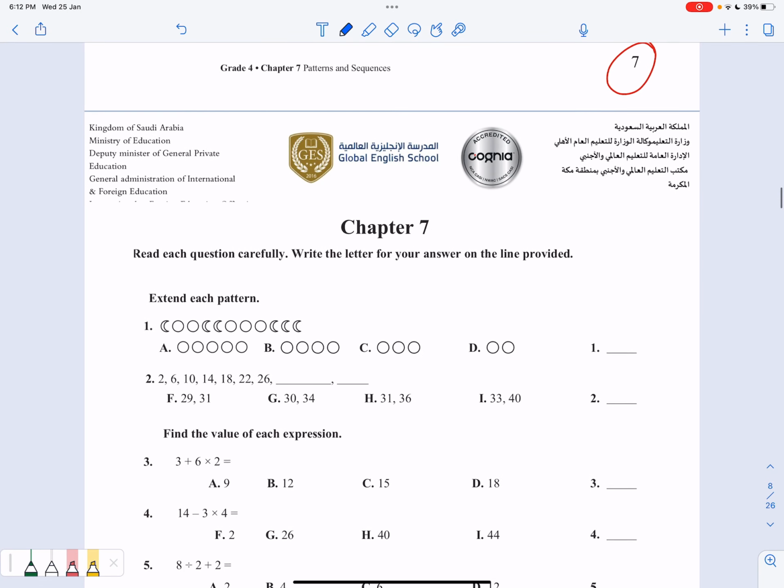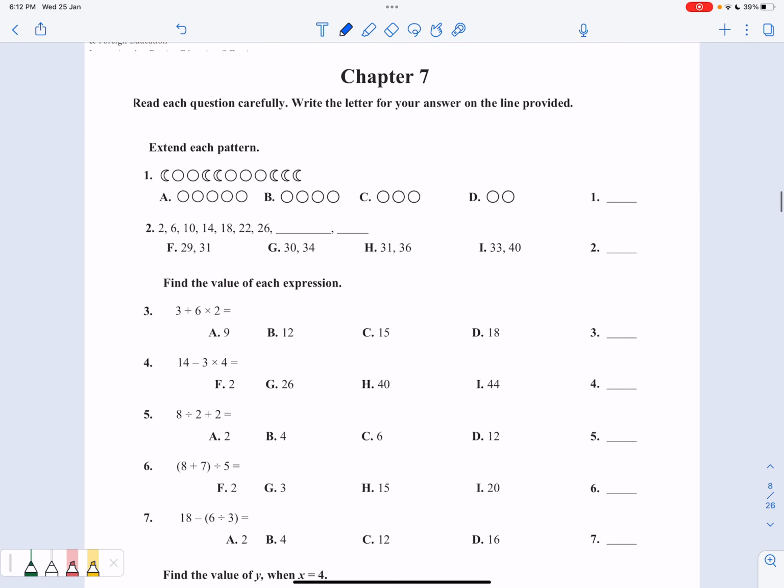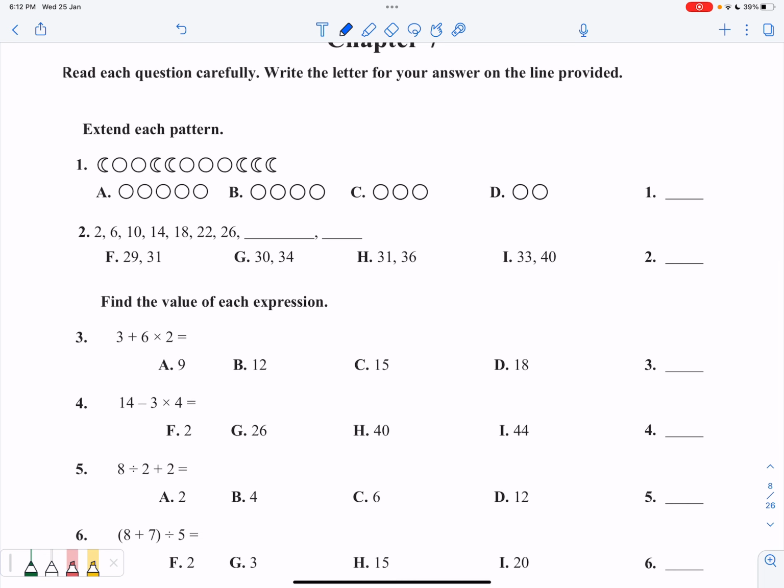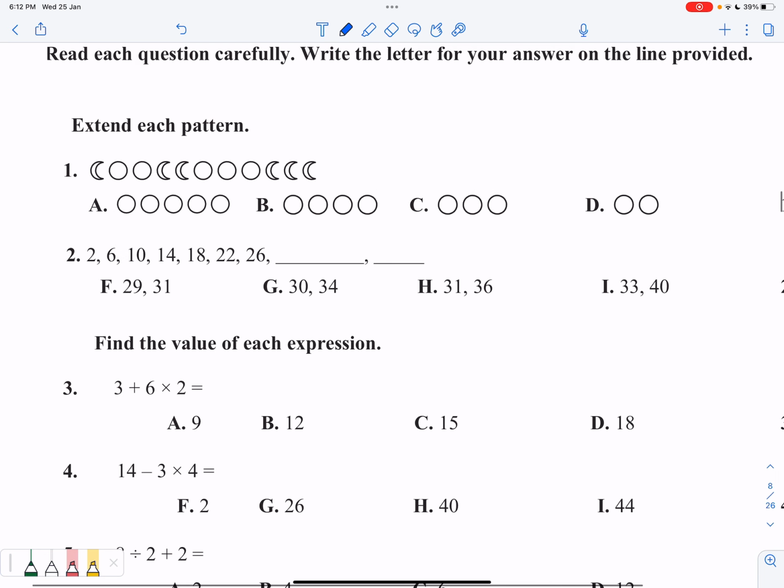Now let's move to page 8. Here we have extend this pattern. So let's see what we have. We have one moon, then 2 circles, then 2 moons and 3 circles, then 3 moons and how many circles?